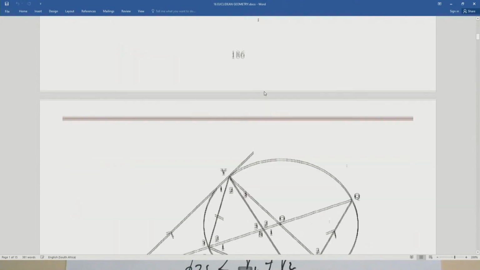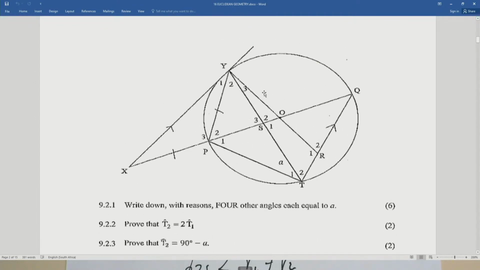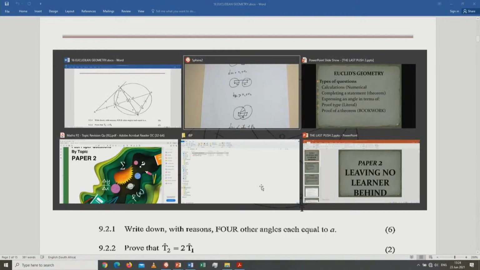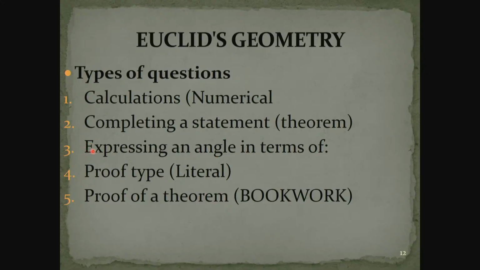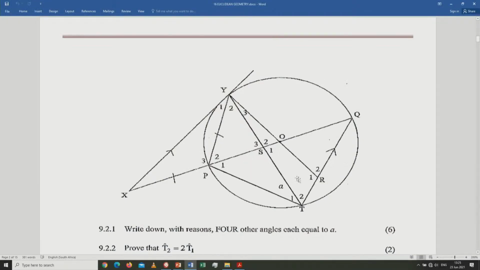Okay, right. The next one now is whereby we have proof type questions. Look at this one. Write down with reason 4 other angles each equal to A. Yes, A. Remember what I said earlier on. You must be able to express an angle in terms of, in this case, A. Now, which other 4 angles equal A? Then you check those ones, you name them and then you give the reason.